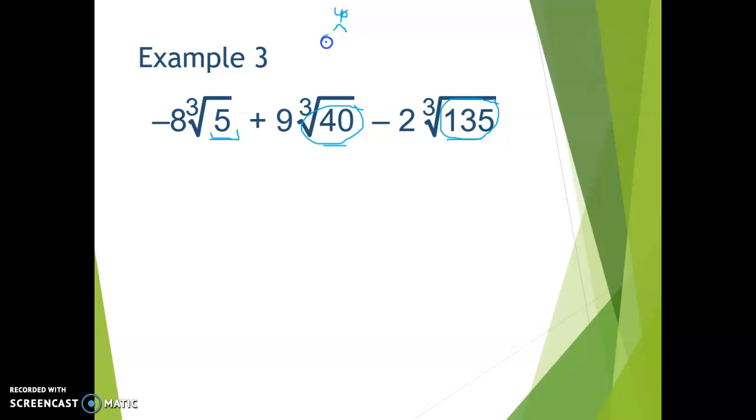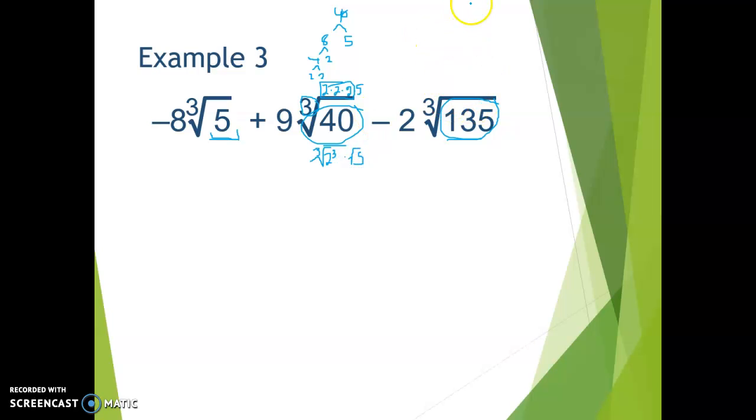The factors of 40, I'm going to do 8 and 5. 5 is prime. The factors of 8 are 4 and 2. And the factors of 4 are 2 and 2. So that leaves us with 2 times 2 times 2 times 5. Because I'm looking for the cubed root, I'm looking for groups of 3. And here's a group of 3. So this can be rewritten as 2 times the cube root of 5.